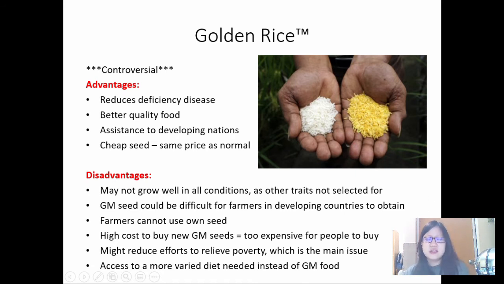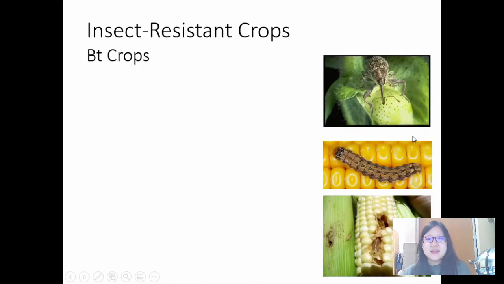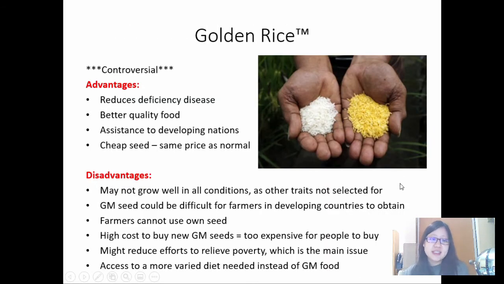Okay, what is your problem? So yeah, complicated solution, kind of controversial. Is it worth the effort? You tell me. Anyways, that is golden rice and its advantages and disadvantages. They sometimes do ask in past year papers, by the way. That's why it's on the slide.